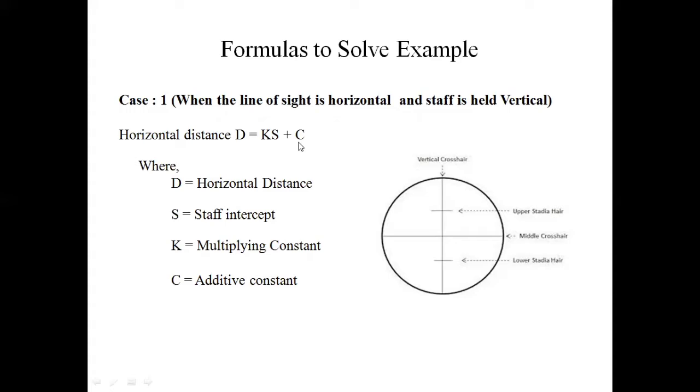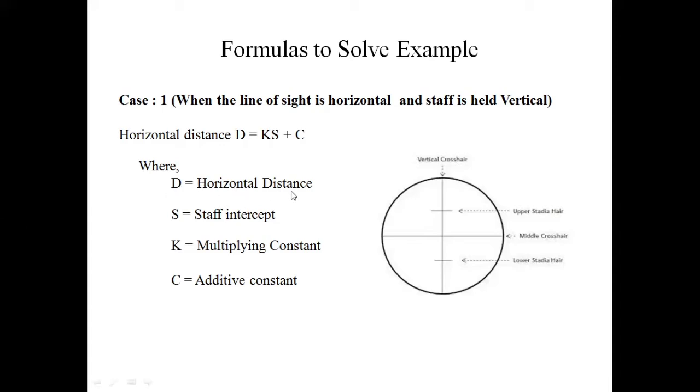But in case number two, when the ground is undulated, the formula for horizontal distance will be modified. In case number one, when the line of sight is horizontal and the staff is held vertical, the horizontal distance d is equal to k times s plus c. Here d is the horizontal distance or measured distance between the instrument and the staff placed vertically on the ground.